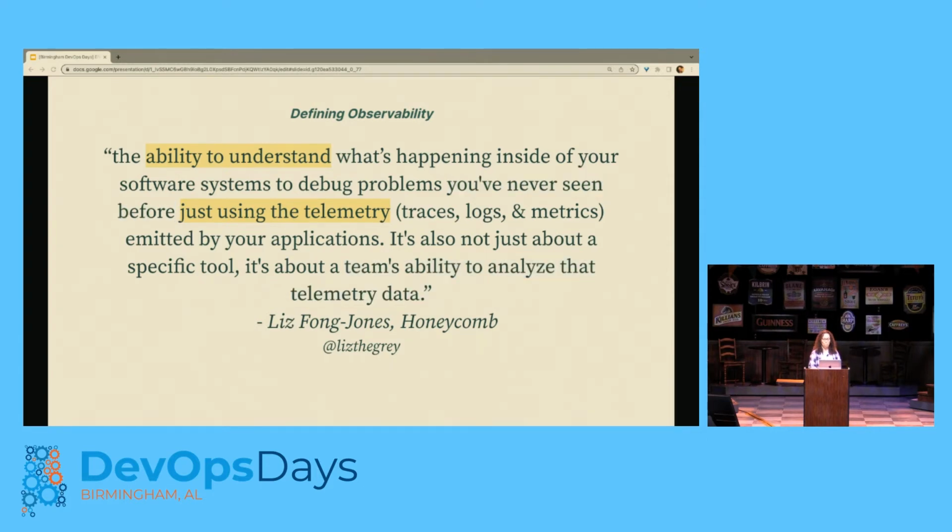This is a loaded definition, but there's some important components here that I'd like to highlight. The first is this part about being able to understand the internals of your software systems just using telemetry, which is data that represents the inputs and outputs of your system. You most commonly know these to be metrics, traces, logs.